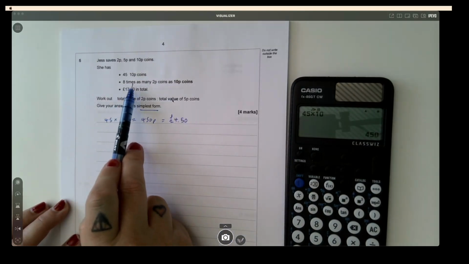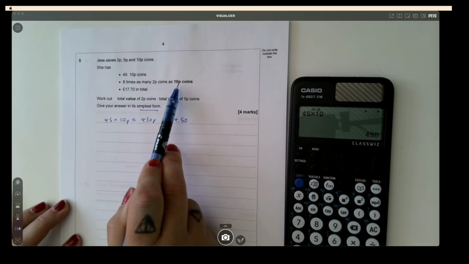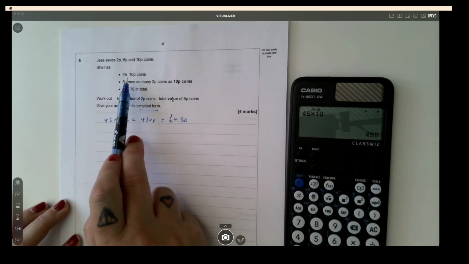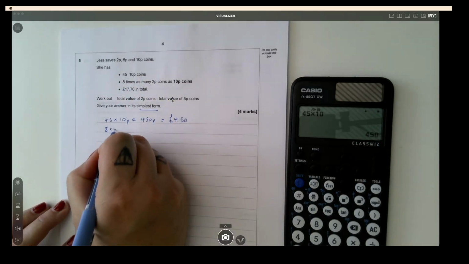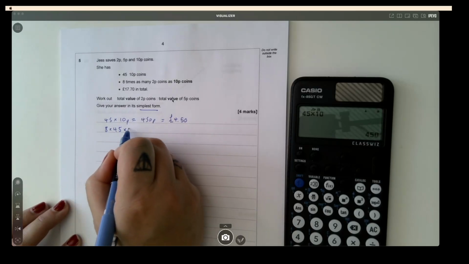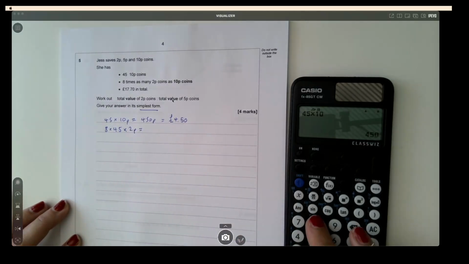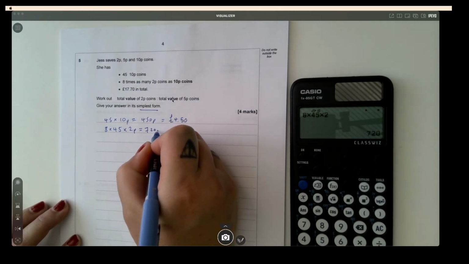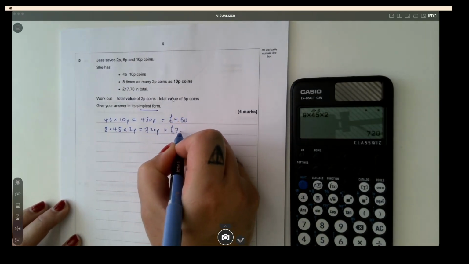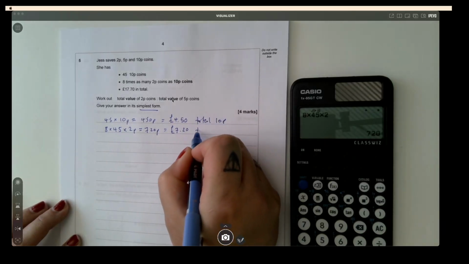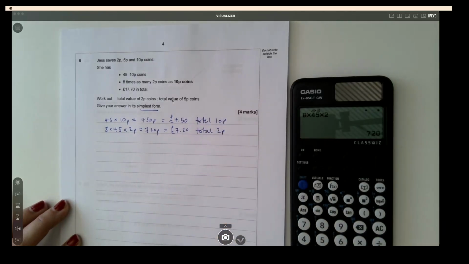There are 8 times as many 2p coins as 10p coins. So if we've got 45 10p coins, we've got 8 times 45 2p coins. So 8 times 45 times the 2p is 720p, which is £7.20. So that's the total of 10p coins. This is the total of 2p coins.